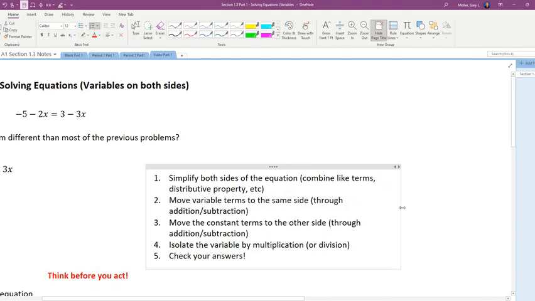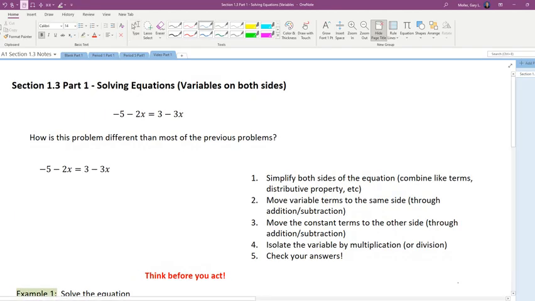So really all this means is, before we jump in, our first step is the same as before. We want to take a look at each side and see if there's any math that we can do. Can we do a distributive property? Can we add some x's together? Can we add some constants together? And in this example, no. There's nothing we can do, and so we move on to step 2.